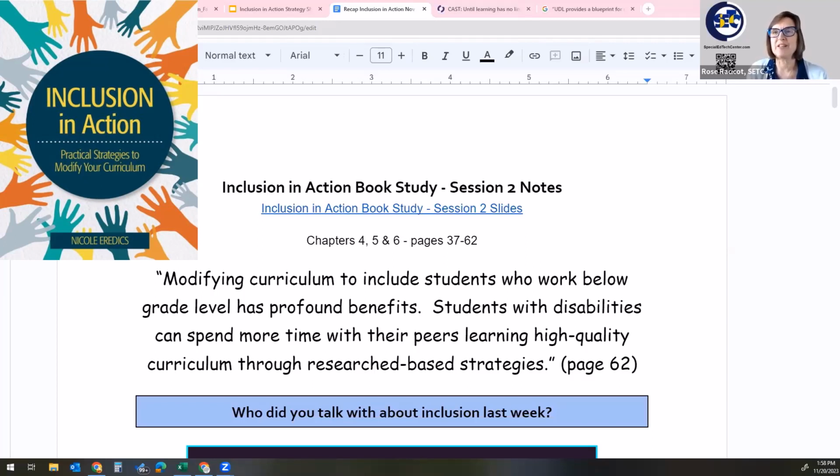So we want to kick off with a little quote today. Modifying curriculum to include students who work below grade level has profound benefits. Students with disabilities can spend more time with their peers learning high quality curriculum through research-based strategies. We really thought that was a great summary of these 3 chapters, which are all about accommodations and modifications.